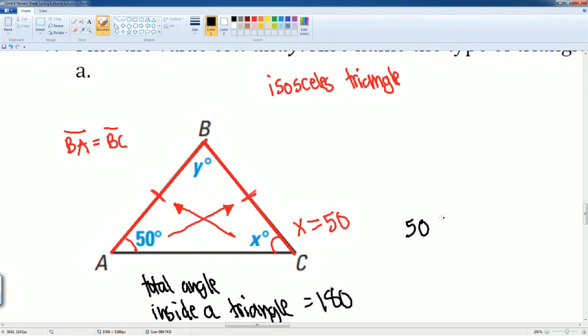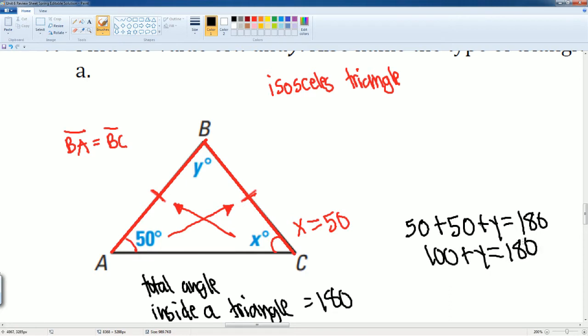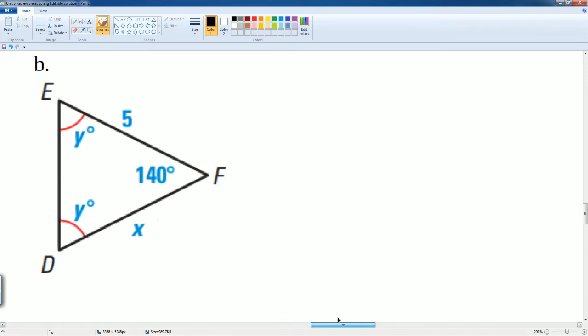So 50 plus 50, because we know that x is equal to 50, plus y equals 180. 50 plus 50 gets you 100, plus y equals 180. We can then solve by subtracting 100 from both sides. This cancels, giving you y equals 180 minus 100, getting you y equals 80. So we can say that y equals 80 degrees. Good. Let's take a look at B now.